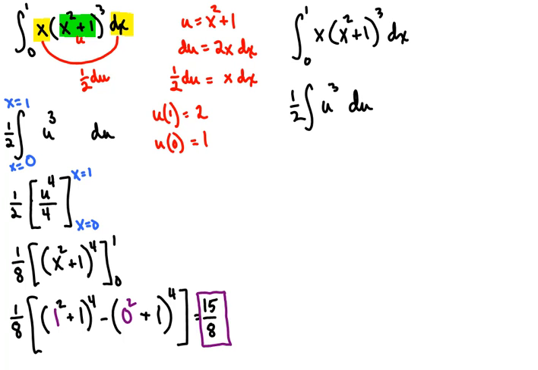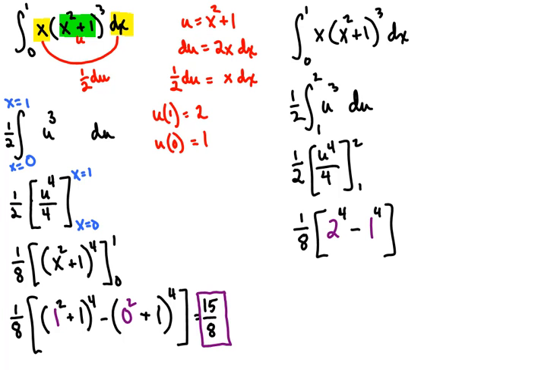Now when I do it this way, I never need to swap back to x's. Everything is in terms of u, and I can do my integration. And you'll see how much simpler it becomes. So the antiderivative of u to the third is u to the fourth over 4, and I'm going to integrate that from 1 to 2. 2 to the fourth is 16, 1 to the fourth is 1. And I still end up with 15/8. But I think that the calculations were a lot simpler when I did it that way.